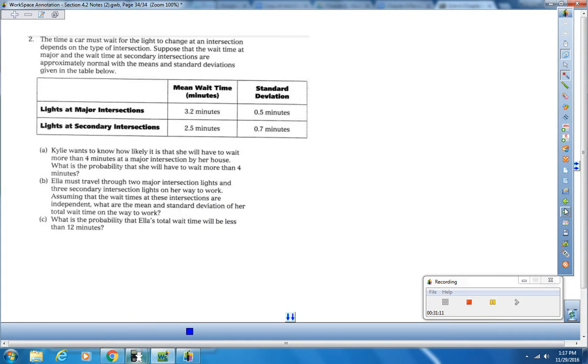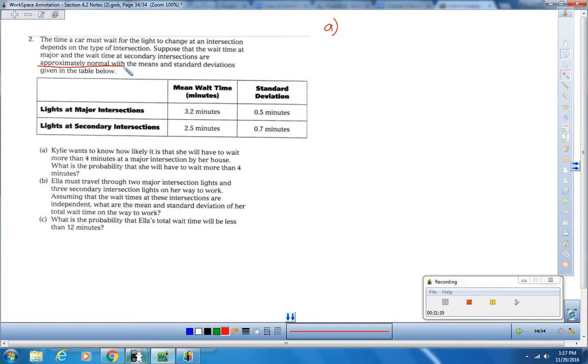This is going to use our binomial random variables. It's going to do a couple of different linear combinations. Okay? So part C, I think, is really complicated here. Part A and B, I think we should be able to get pretty reasonably. So let's start with part A. It says, Kylie wants to know how likely it is that she will have to wait more than 4 minutes at a major intersection by her house. And it helps that it says that these are approximately normal. Okay? And it gives us the mean and standard deviations.